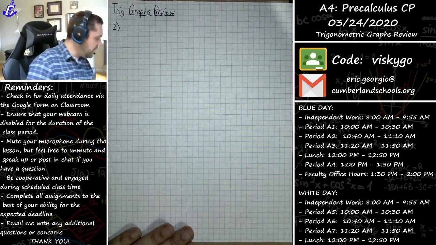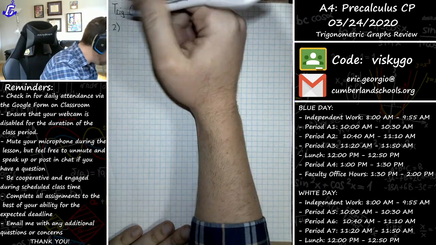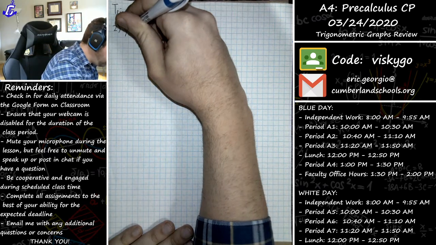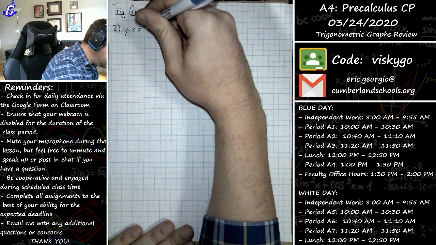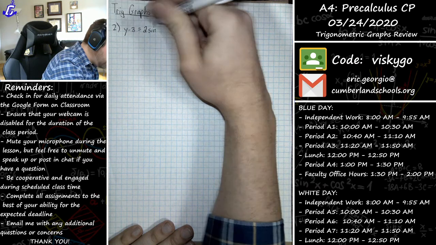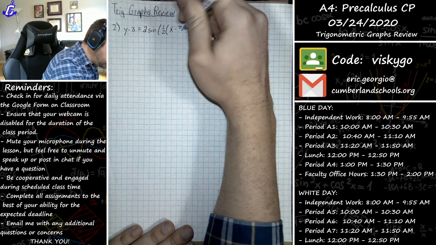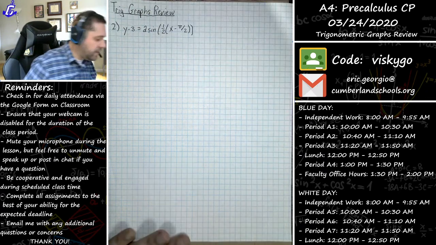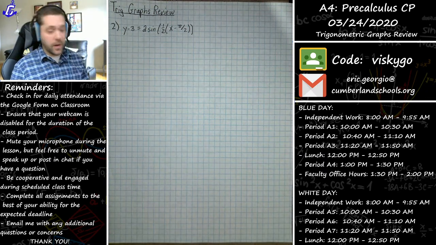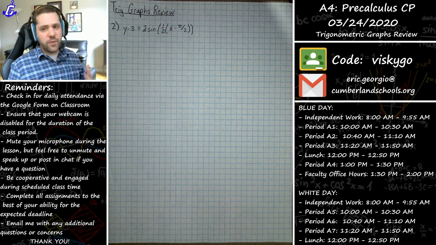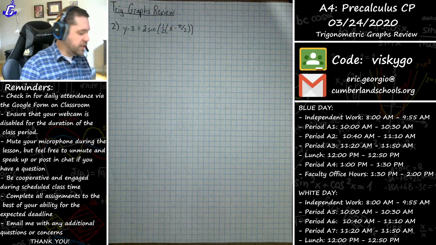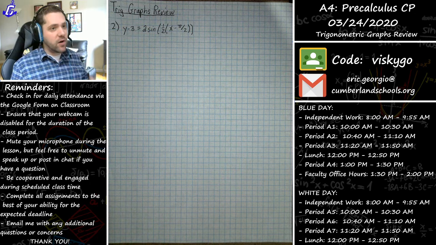Because problem number 2, I think, is a great graph that encompasses everything we've talked about. We have y minus 3 is equal to 2 sine of 1/2 times (x minus pi over 2). Again, this is number 2 on the trig graphs review that I sent out earlier. If you want to sketch a graph of this function, you want to first identify the characteristics of it.